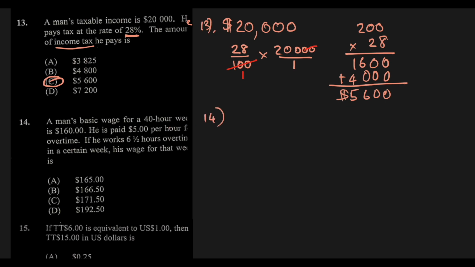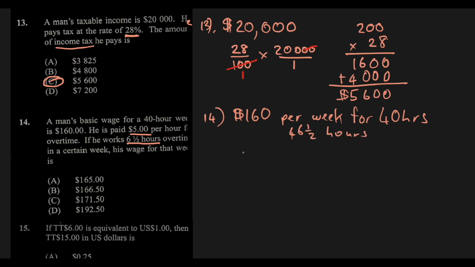Alright, so for number 14, it says a man's basic wage for a 40-hour week is $160. So he makes $160 per week for 40 hours. He is paid $5 per hour for overtime. So when he does overtime, he gets an extra $5 every hour. If he works 6.5 hours overtime in a certain week, his wage for the week is, so he works 6.5 hours overtime. We already know that he had to work 40 hours. Overtime would be the time after this 40 hours. So in total, he actually worked for 46.5 hours. Now this 6.5 is the extra hours he worked.